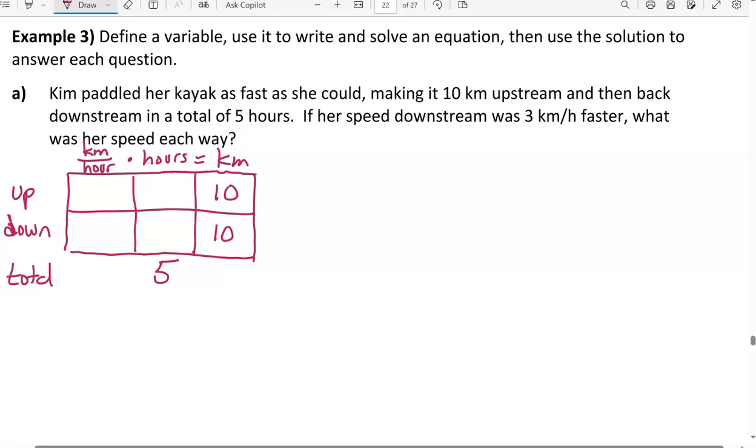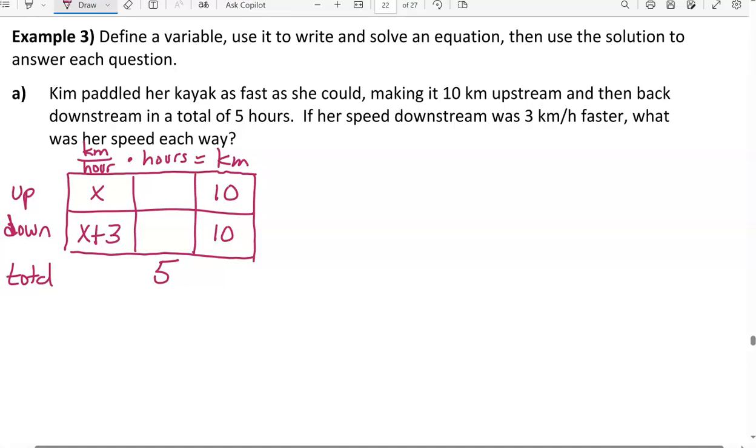And the speed downstream was 3 kilometers faster. So if we let the speed upstream be x, the speed downstream would be x plus 3. Okay, they're not actually asking us to separate it into current speed and water speed, just that the speed downstream was 3 kilometers per hour faster. Now you notice something that's different about this distance, rate, and time problem. We have x times blank equals 10.